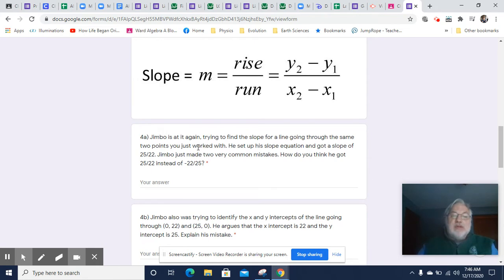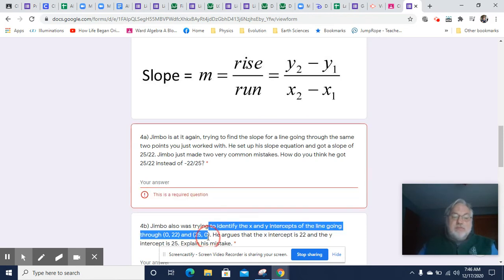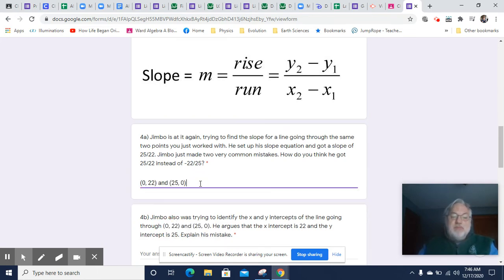And now Jimbo is at it again. He's done 3 efforts here. So first of all, he's trying to find the slope, and he got 25 over 22 instead of negative 22 over 25. So here's what I'm going to tell you he did. He took these 2 points. Here they are, 0, 22, and 25, 0. And what he did, first of all, he's got a reciprocal and he's got an opposite.